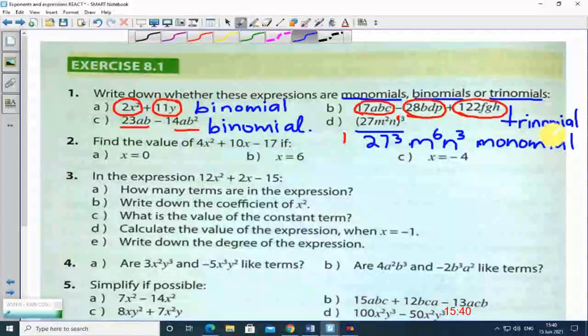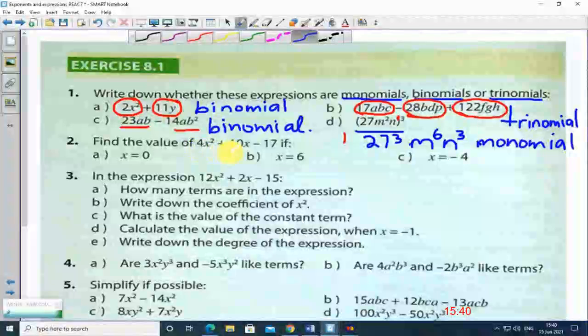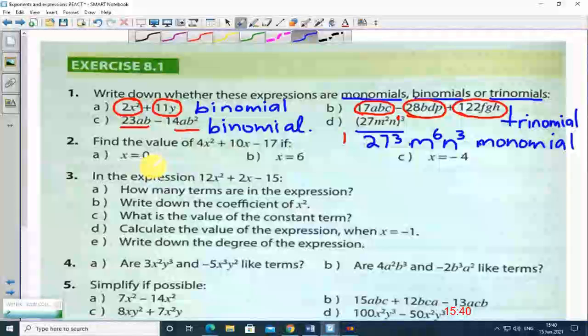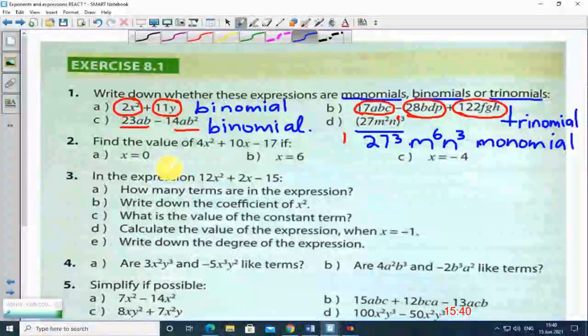Now, the next question talks about finding the value of this expression. You see the expression's got x's in it. And so the x is the variable. The x can take on a different value. And the first value they want us to give it is 0. Okay, so I'm putting this under my camera to show you.